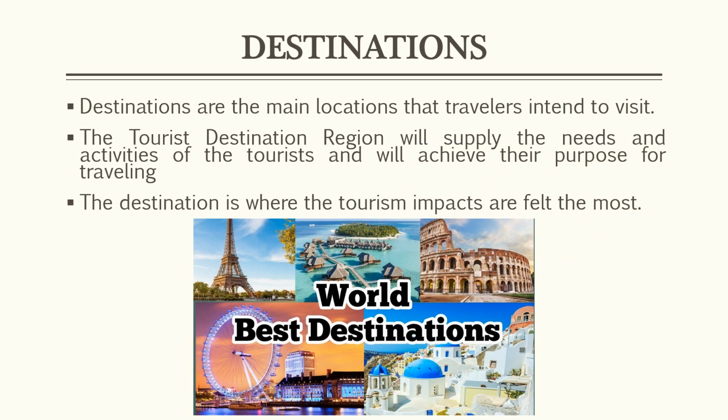Next is the destination. Destinations are the main locations that travelers intend to visit. The tourist destination region in the tourism system will supply the needs and activities of the tourists and will achieve their purpose for traveling. So the destination is where the tourism impacts are felt the most: environmentally, economically, and socio-culturally.